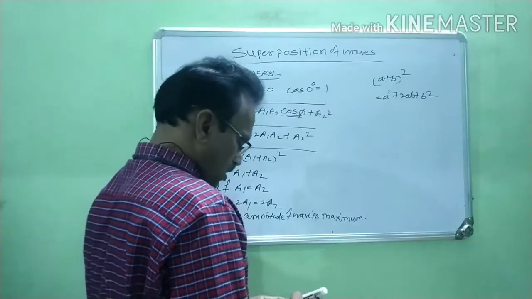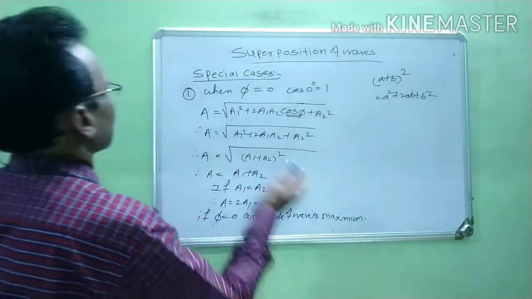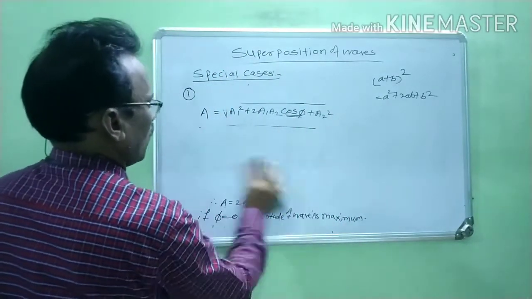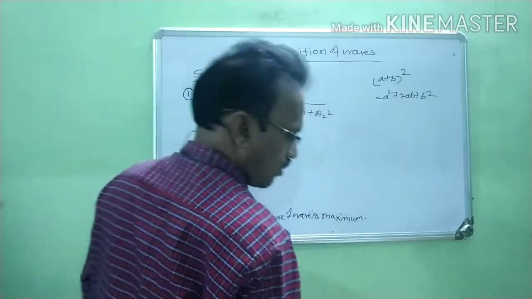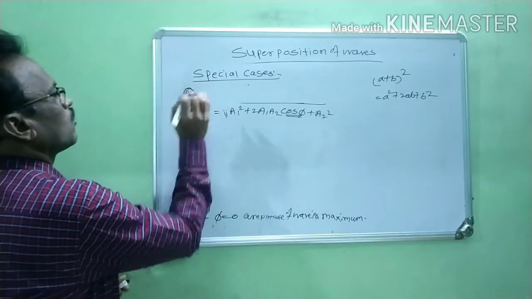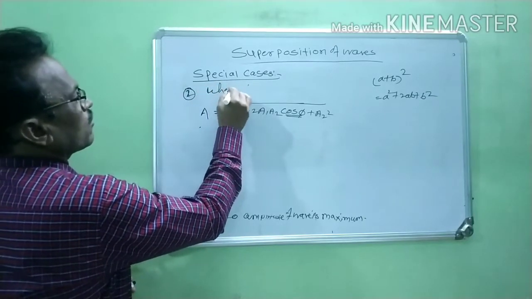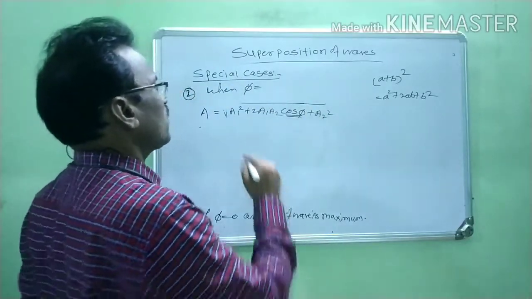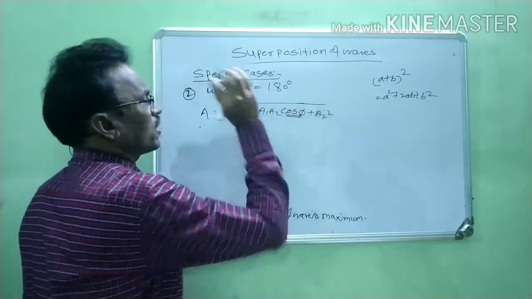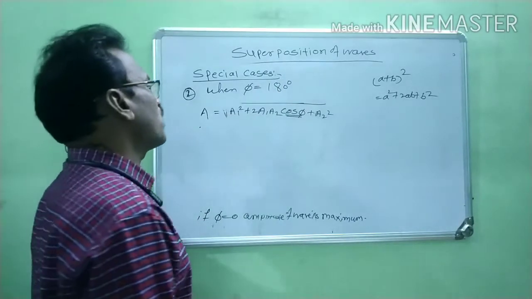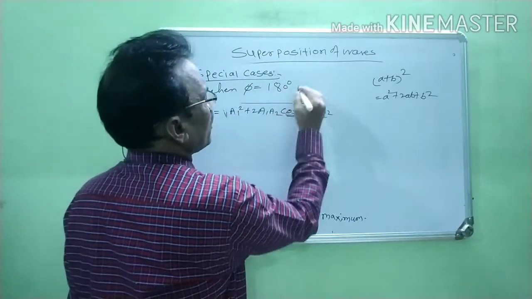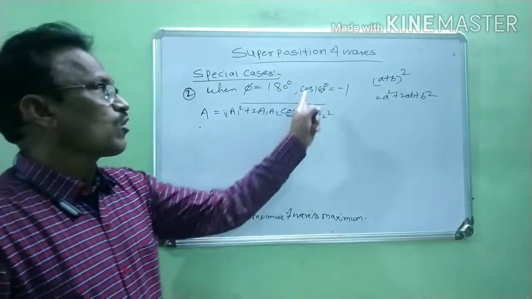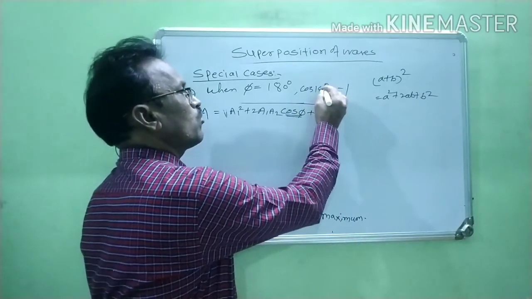Now come to the second case. Initially phi was 0. Now suppose phi is not 0 but 180 degrees. When the angle phi is 180 degrees, cos of 180 degree is always minus 1.